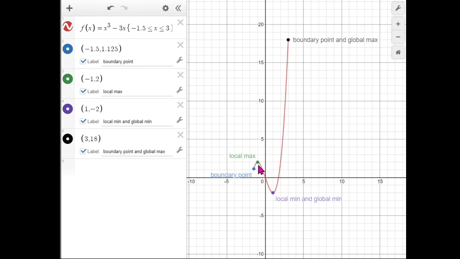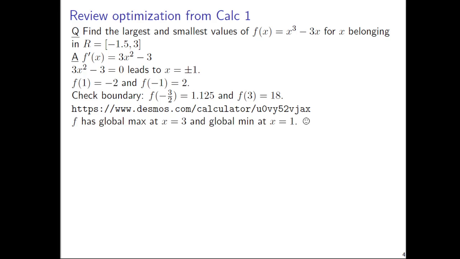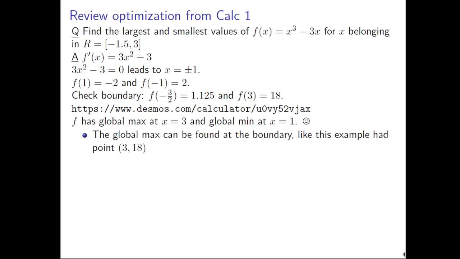So we have a local max when x equals negative 1. We had a local min when x equals positive 1. It also happened to be the global min. So among all the points we're looking at, the largest possible y value was 18, the point (3, 18) here. That happened to be the global max, and it occurred at a boundary. So going back, f has a global max at x equals 3, and f had a global min at x equals 1. The global max can be found at a boundary, just generally speaking, like in this example, at the point (3, 18).